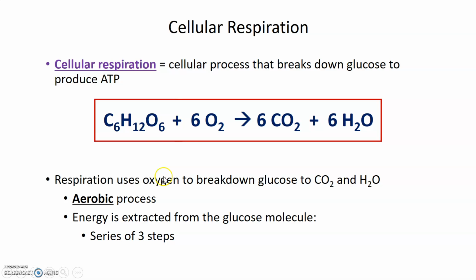And because respiration uses oxygen to break down the glucose into CO2 and H2O, it's known as aerobic because it requires oxygen. And the energy, or the ATP, from this glucose molecule is extracted in a series of 3 steps, which we're going to discuss in more detail in the next couple slides.